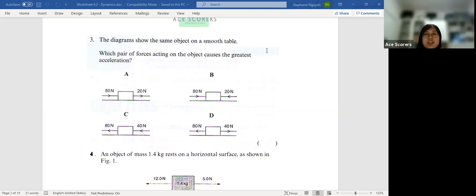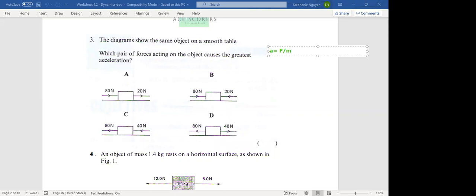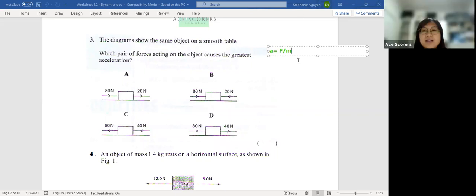How do you find acceleration? To find acceleration, you're going to take your F divided by M, right? Yeah, take the resultant force divided by M. So if the acceleration is the greatest, then the resultant force must be the greatest because acceleration and resultant force are directly proportional. So what you have to do is to find the resultant force in each of the options here.